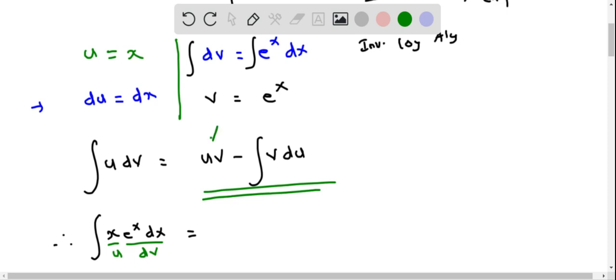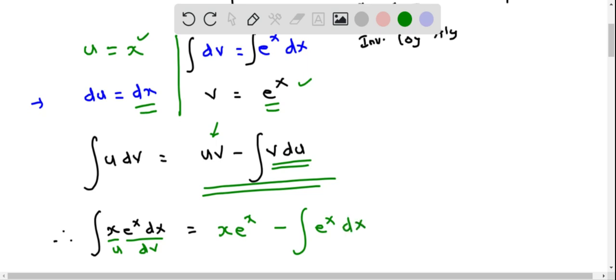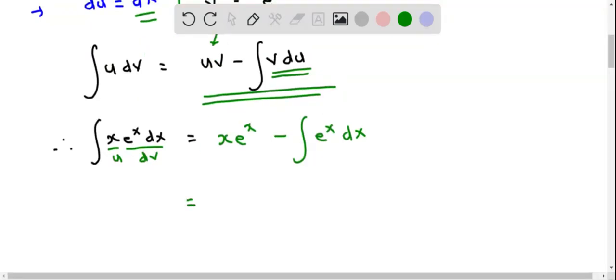So let's use this one, that is u times v. u is x and v is e power x. So therefore, the product of these two will become x e power x minus integral of v du. So v is e power x and du is dx. So I put this dx here, and let's integrate this. So the first one remains as it is, that is x e power x minus integral of e power x, which is e power x. We also put the constant of integration c.